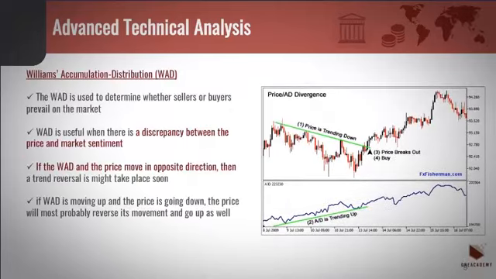Williams Accumulation Distribution, WAD. The WAD is used to determine whether sellers or buyers prevail in the market. WAD is useful when there is a discrepancy between the price and market sentiment. Sometimes, even though the price might follow a rise-fall, the market sentiment can still be the opposite. If the WAD and the price move in opposite directions, then a trend reversal might soon take place. For example, if WAD is moving up and the price is going down, the price will most probably reverse its movement and go up as well.